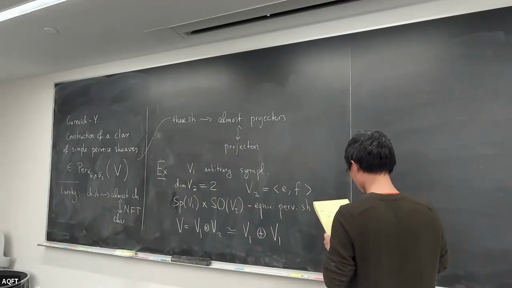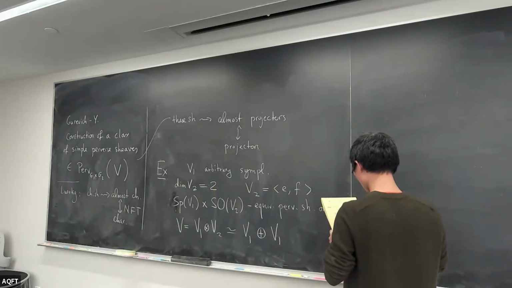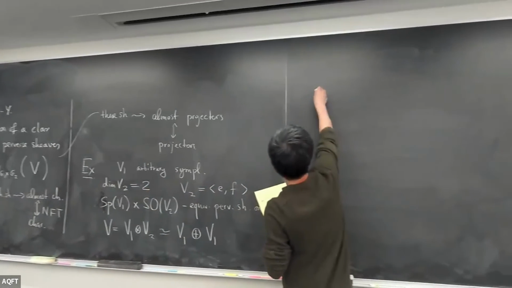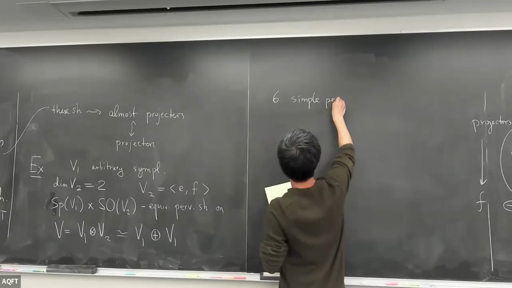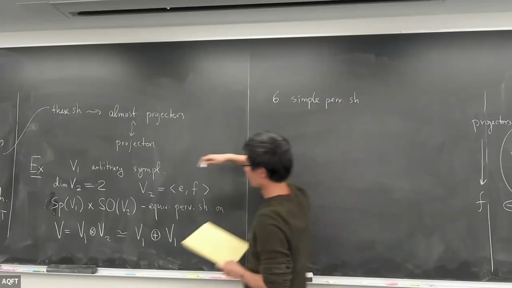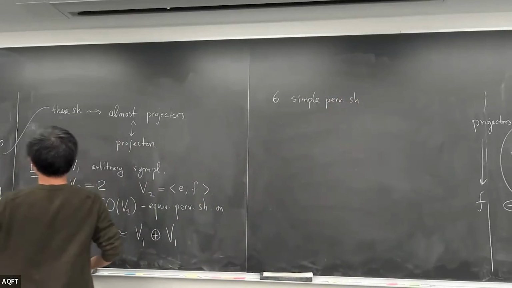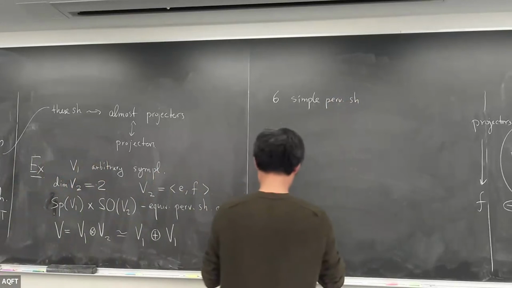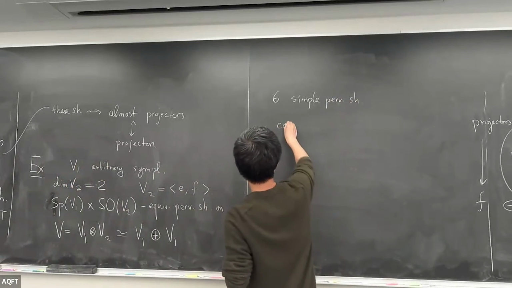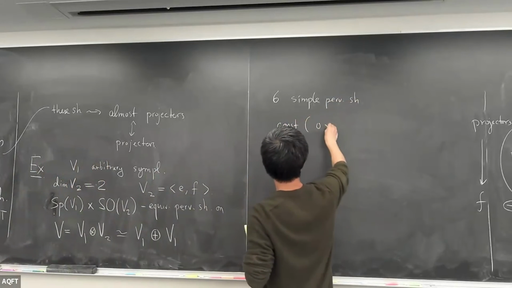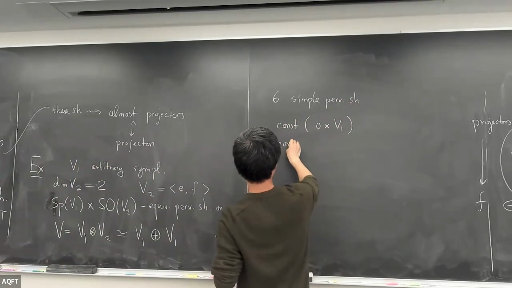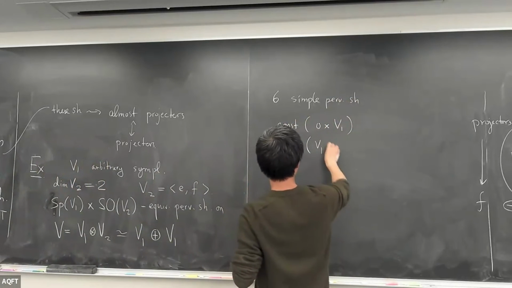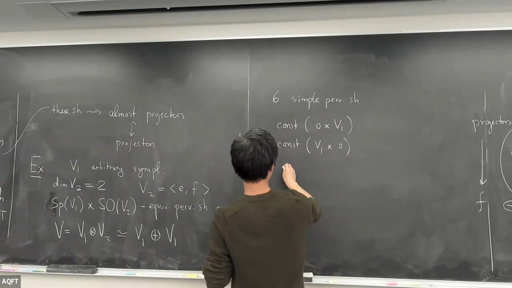So here, there are 6 simple perverse sheaves. That's kind of the analog of character sheaves in this situation. So what do they look like? Constant sheaves on 0 times V1. Under this decomposition, the constant sheaf on V1 times 0.